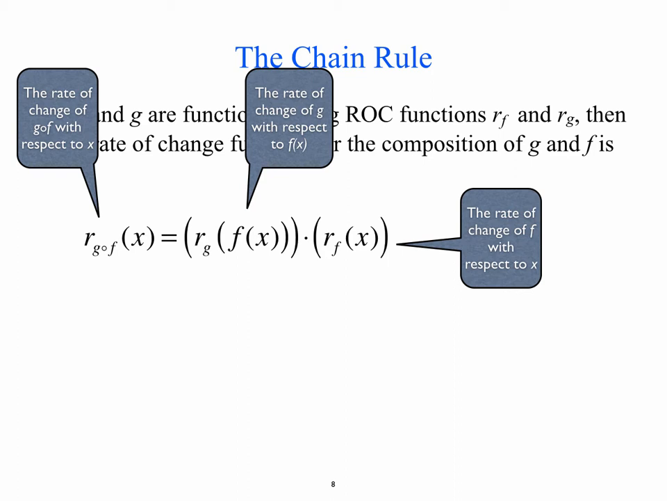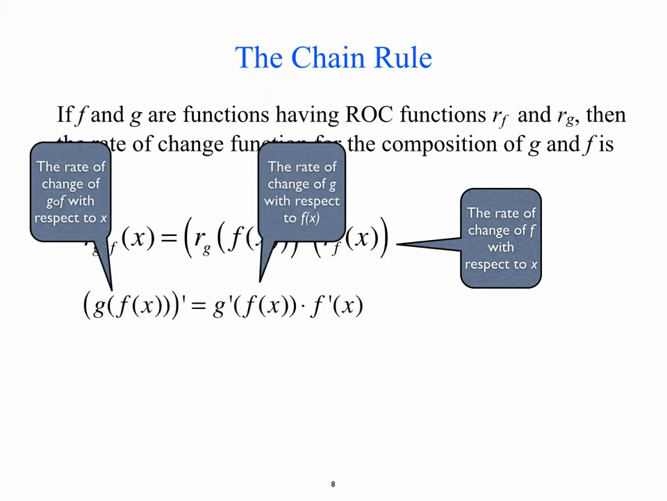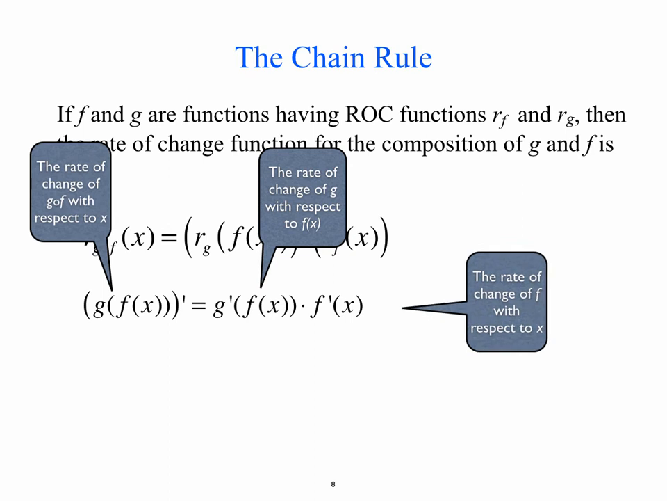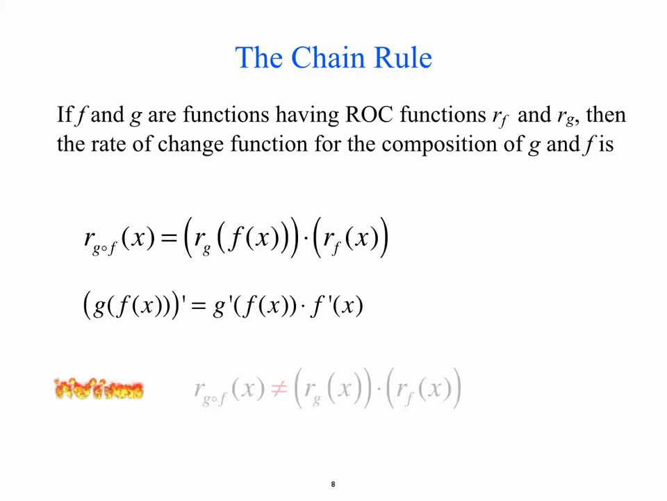Okay. So then another way that you'll see this written is using the apostrophe notation. But again, the way that you should think of it and the way you should read it is the rate of change of g of f with respect to x is the rate of change of g with respect to f of x times the rate of change of f with respect to x. Okay. Notice that it's not just the product of the rates of change of g with f. It's not how this works.